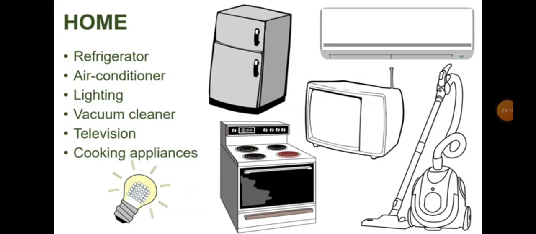In our television, we have LCD television or LED television, which are dominating the industry these days. In both LCD as well as LED television, the power supply is controlled by a power electronic converter. The cooking appliance widely used in our kitchen, that is the induction cooktop, is controlled by a power electronic converter. So in home applications, we can find all these applications.